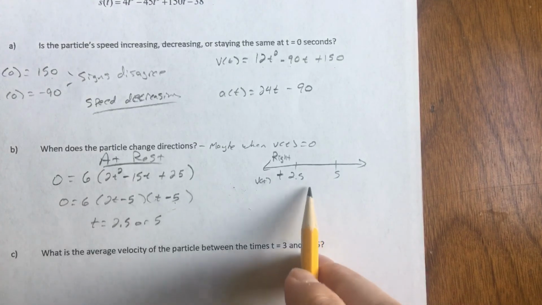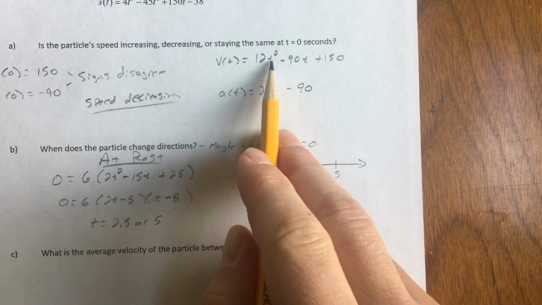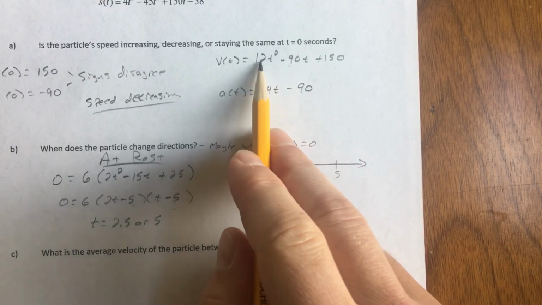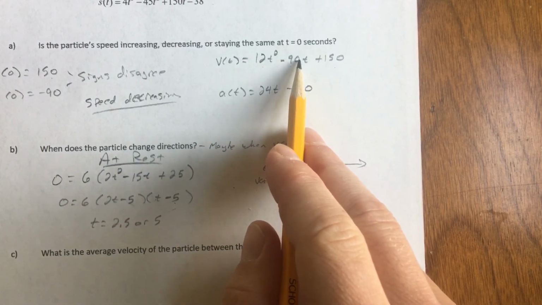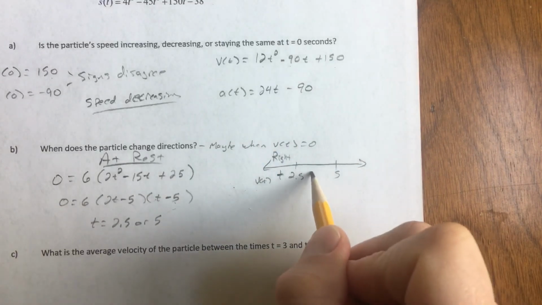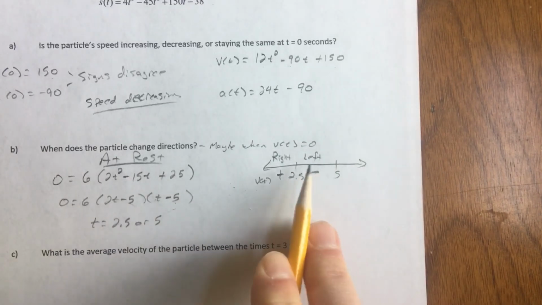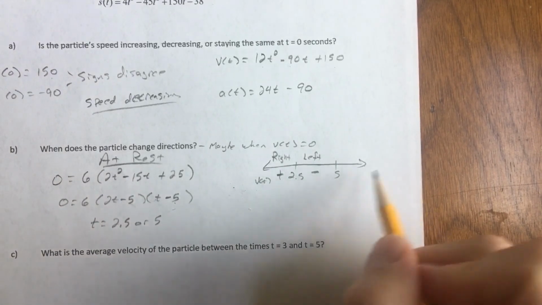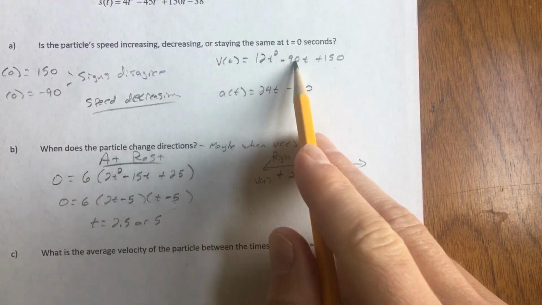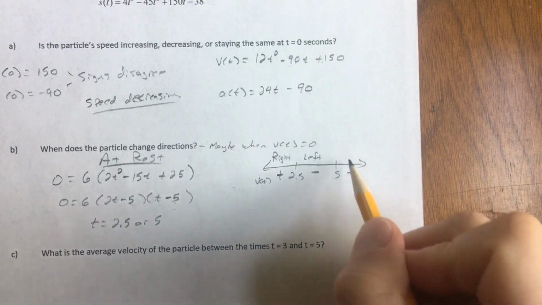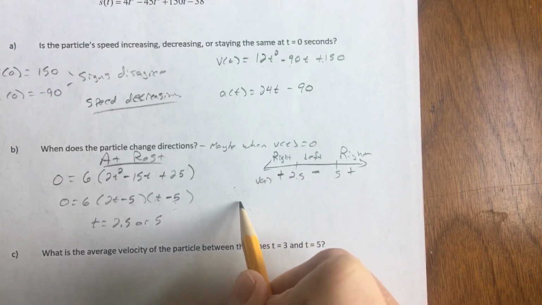If we put 3 into the velocity equation, we get 12 times 3 squared, so that's 108, minus 270, so that's negative 162, and then plus 150. That's going to give us a negative value, which means we're moving to the left from 2.5 to 5 seconds. Then if we pick something bigger than 5, let's say we put 10 in, we get 1200 minus 900, that's 300, plus 150. That gives us a positive, so we're moving to the right. So yes, indeed, we changed direction.